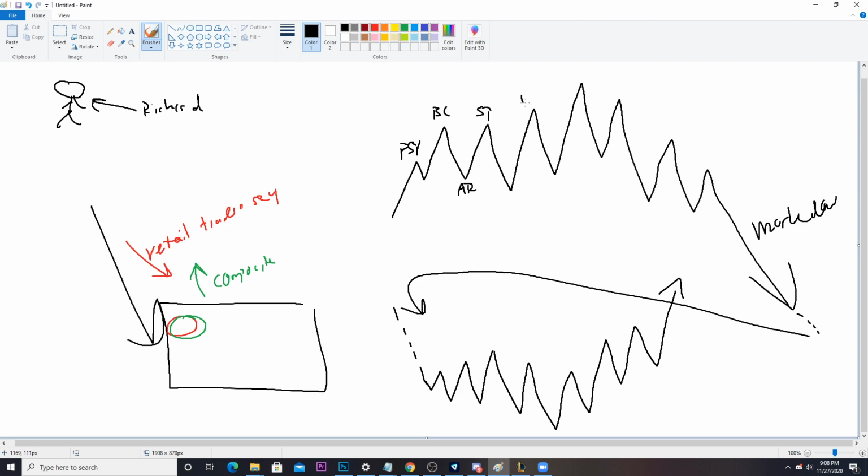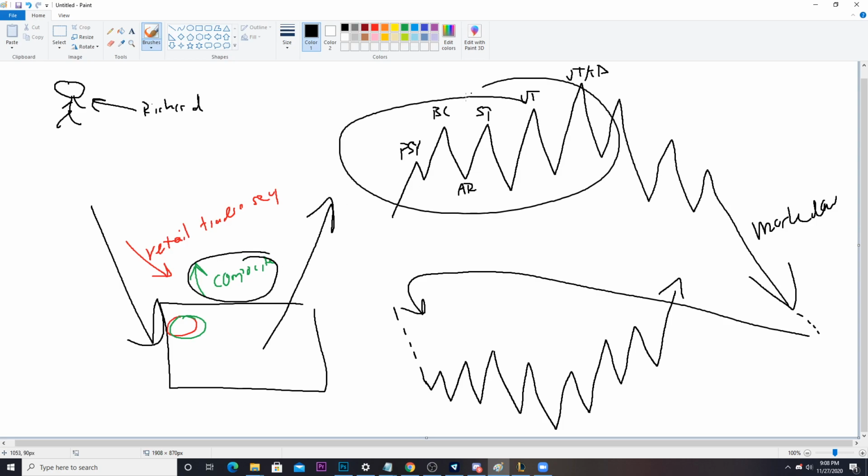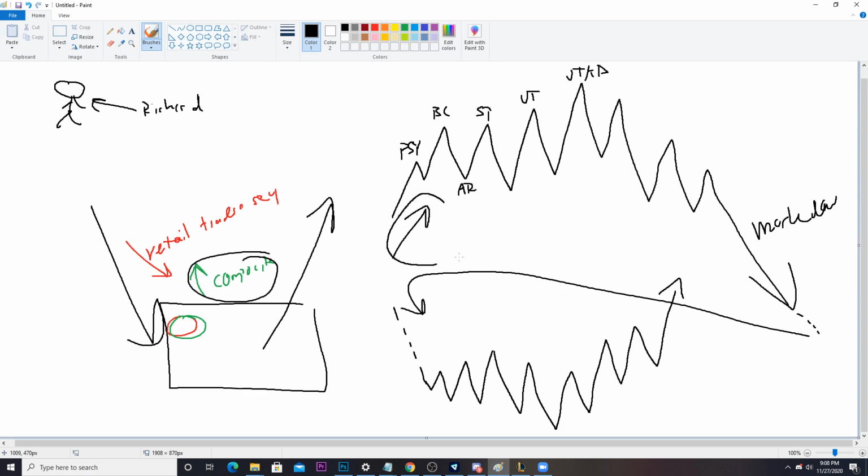And what's going on here is a transformation of all the people that are selling into this market into the composite man's buys, which then takes it higher. Or in this case, where all retail or emotional people are buying, and there's a lot of buying going on, this is where the composite man begins to sell.